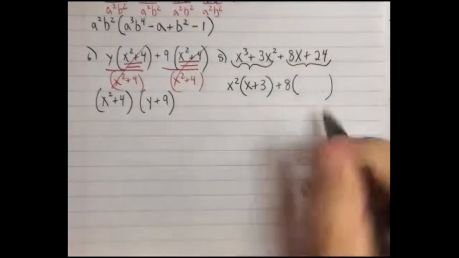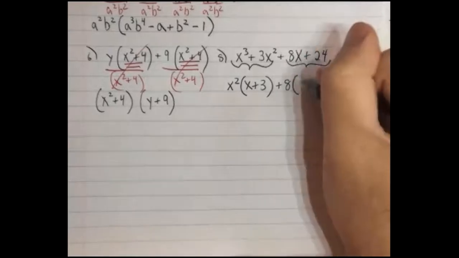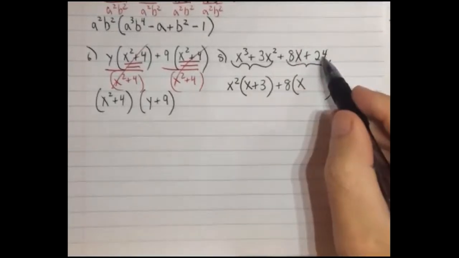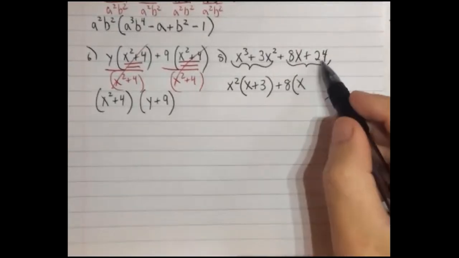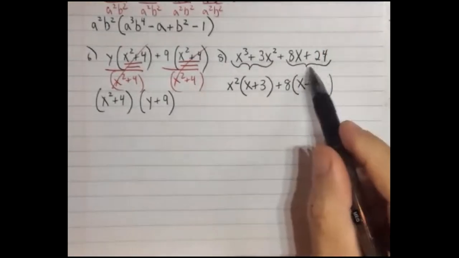So I'm factoring out 8. I'm dividing 8 into both of these. Well, if I take the 8 out here, I'm all left with this x. And you're basically doing 24 divided by 8. And that would give me 3. Again, it's kind of reverse factoring.